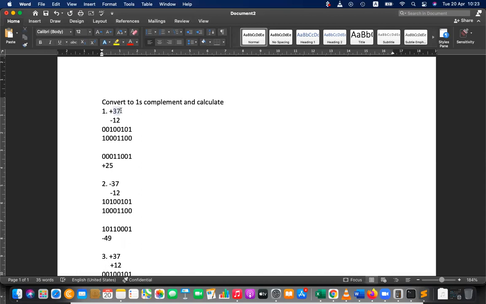So plus 37, no change, but minus 12, there's a change. What's the change? Minus 12 is 1100 in sign and magnitude, but you have to tell me the value in ones complement: 1111, then 0011, the reverse. Now I'm not going to subtract. I'm going to add the numbers. Tell me the addition values.